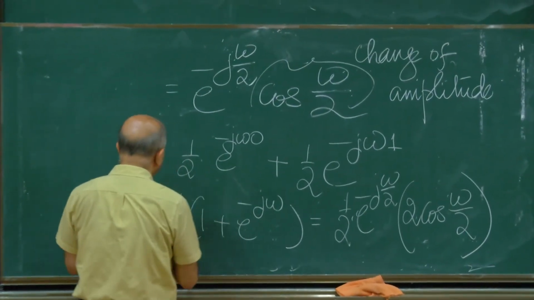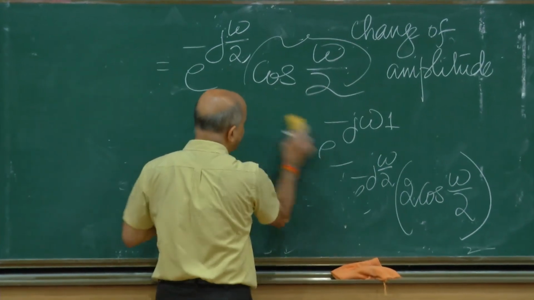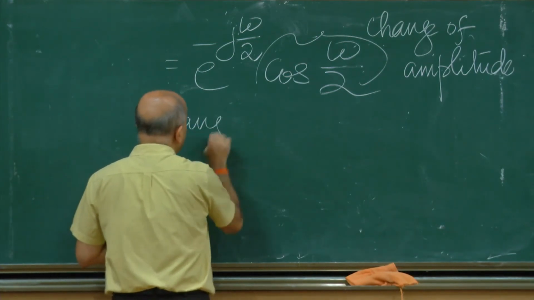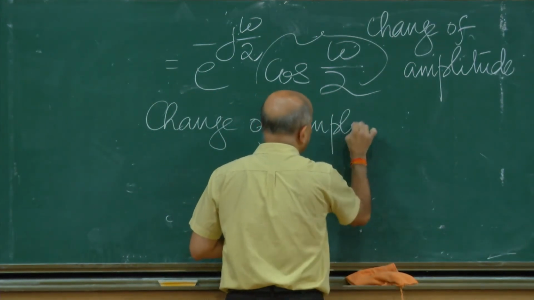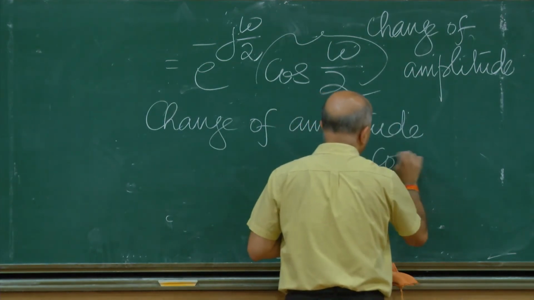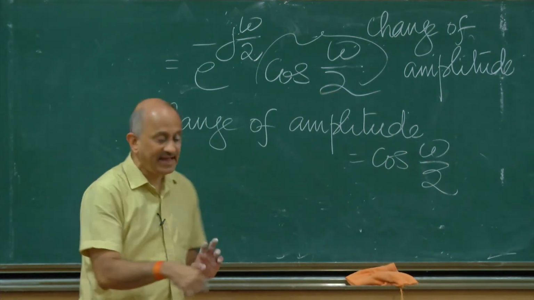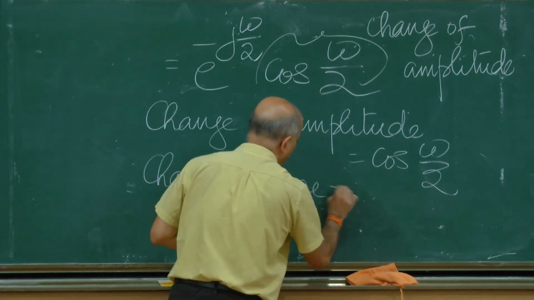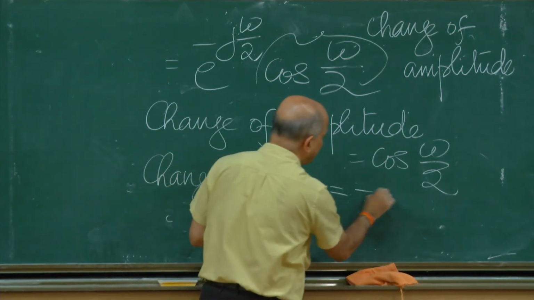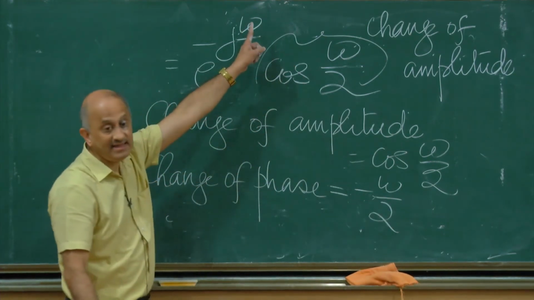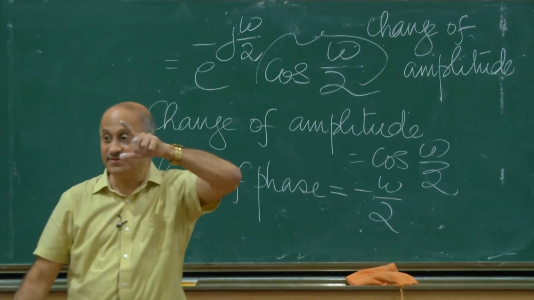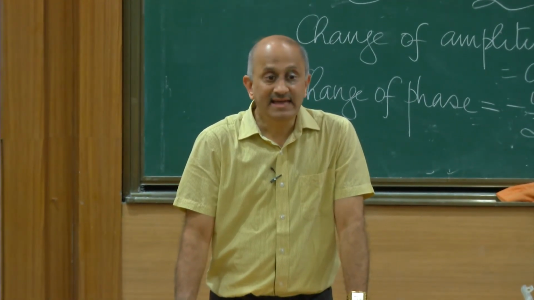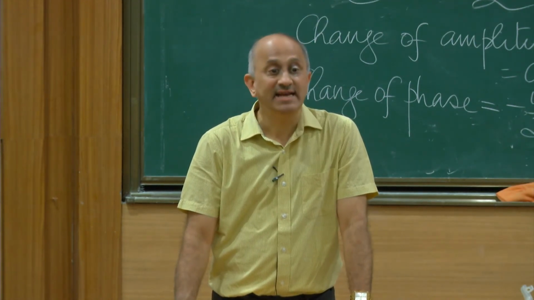Yes, minus omega naught. So in that system, the change of amplitude was cos omega by 2, isn't it? And what was the change of phase? Minus omega by 2, that's correct. And that's exactly what you see here. Is that right? The angle of this complex number reflects the change of phase. And the magnitude of the complex number reflects the change of magnitude.